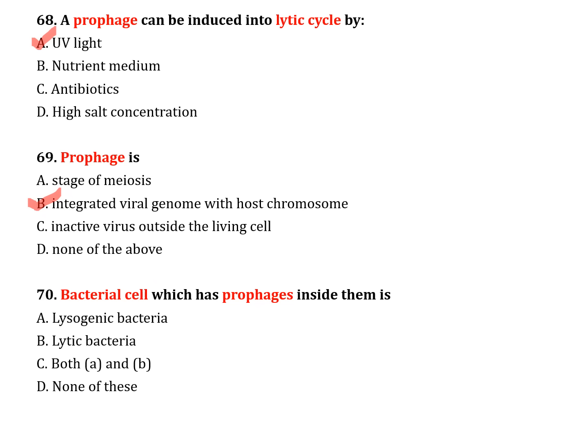The next question, number 70: Bacterial cell which has prophage inside them is: option A, lysogenic bacteria; option B, lytic bacteria; option C, both A and B; option D, none of these. Correct answer is option A, lysogenic bacteria.